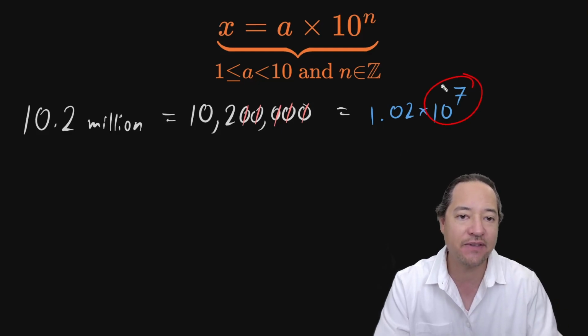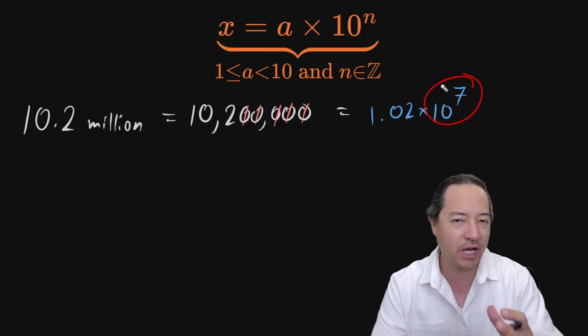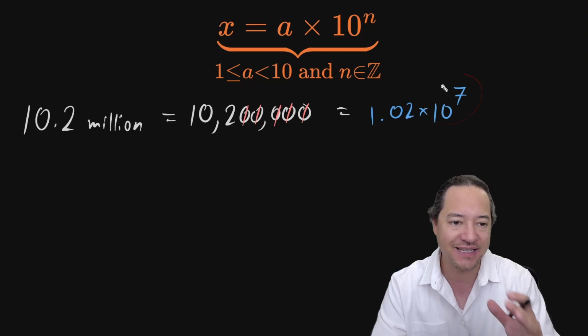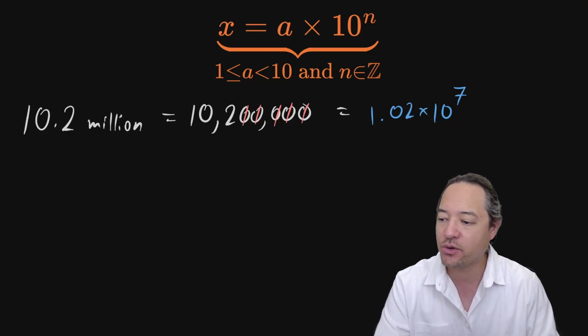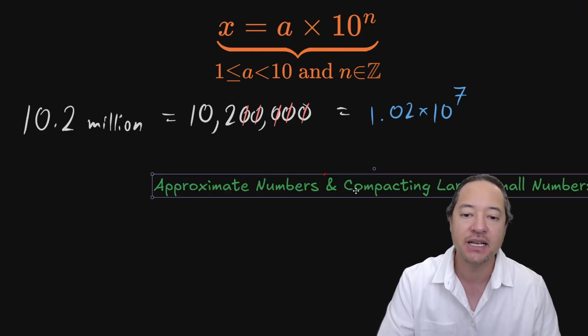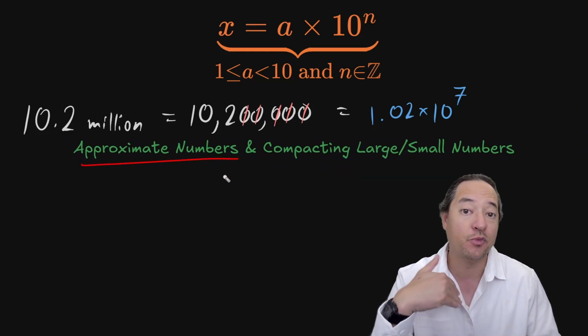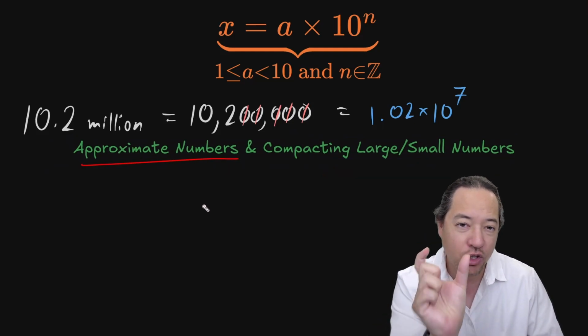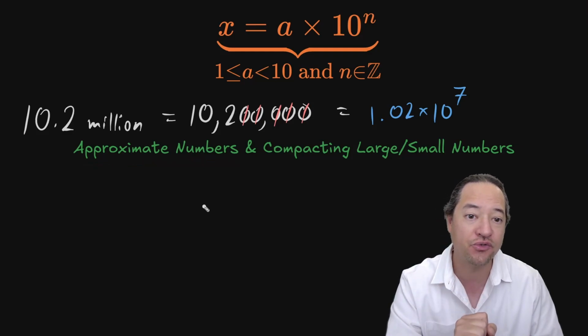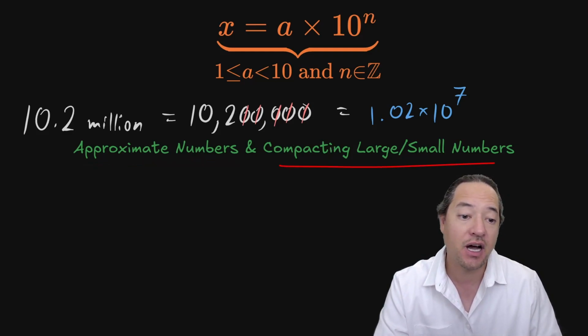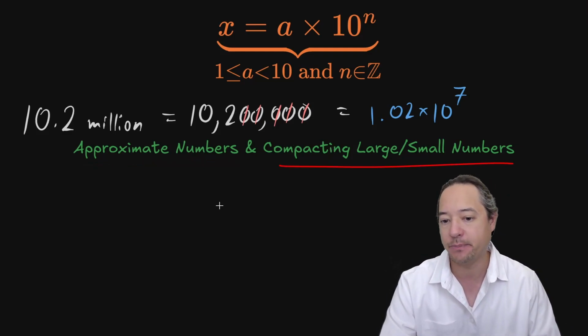This 10 to the 7 gives you an order of magnitude. It tells you right away how big roughly this number is going to be. And so that's the key with scientific notation. It's going to allow you to write down approximate numbers while being explicit about how good that number is, how well you've measured it. And then it allows you to compact down very large or very small numbers.